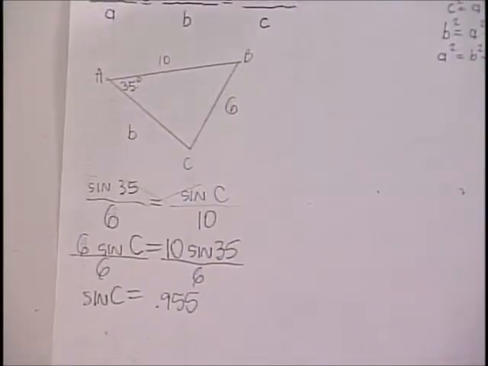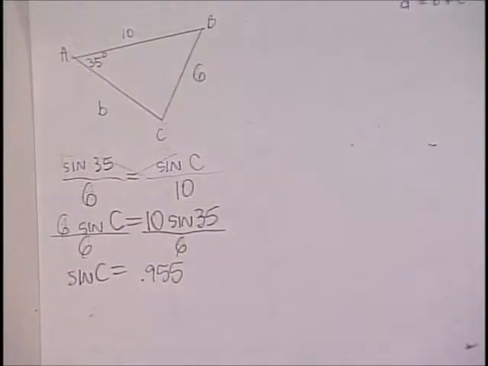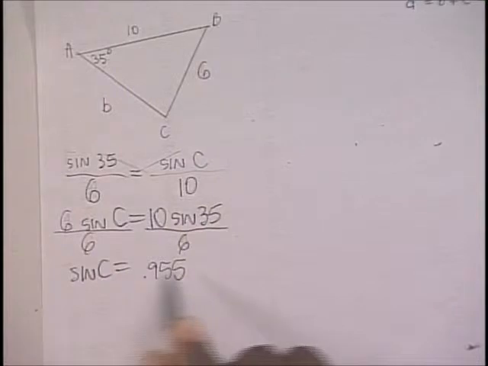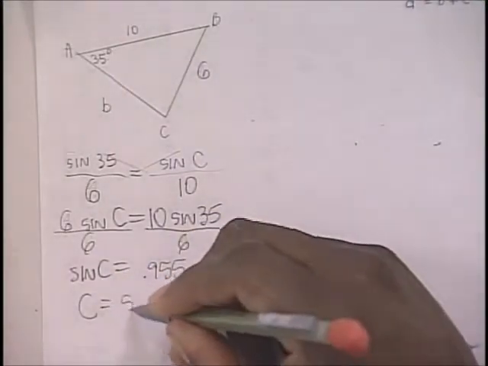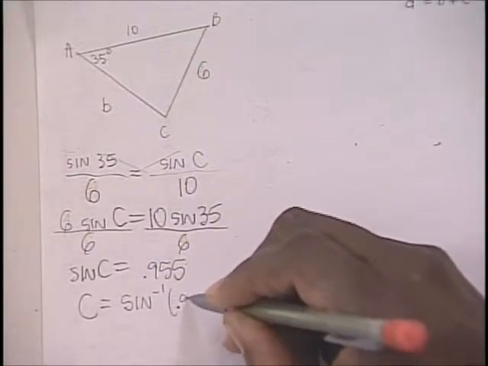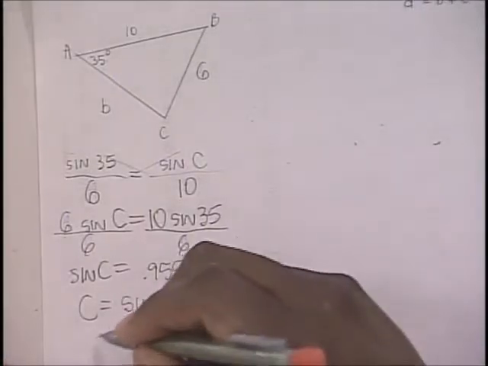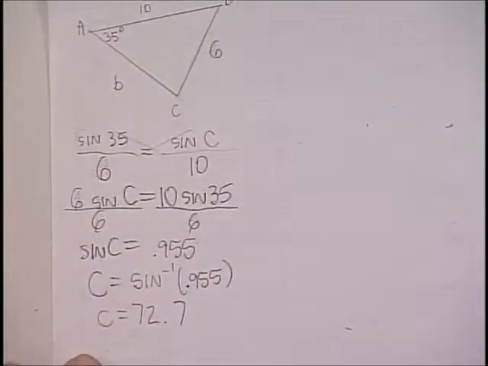All right, so here you don't know the angle, and we talked about that. When you don't know the angle, we're going to use the inverse trig function. So I'm going to take the arc sine of both sides, which will get rid of that sine, and the arc sine of 0.955. You put that in the calculator, and you end up with c is equal to about 72.7.